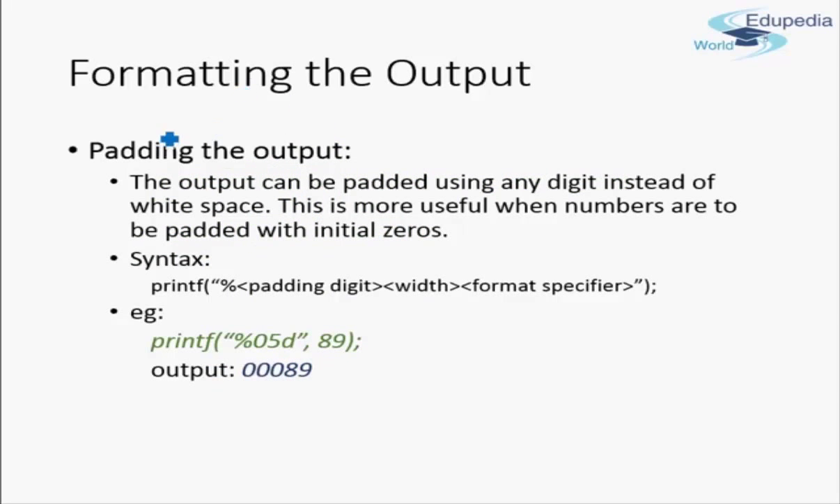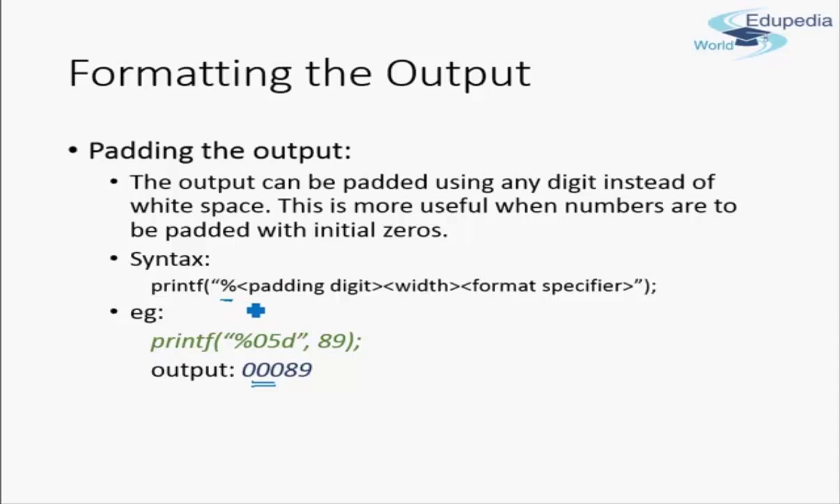Now you can also pad the output. Instead of padding it with white spaces, as it was doing while specifying the width, we can pad it using some digits. If you are dealing with numbers, you generally want numbers that have less length to be prepended with zeros. So you can use your printf statement this way.